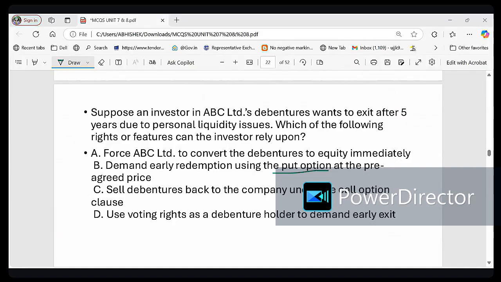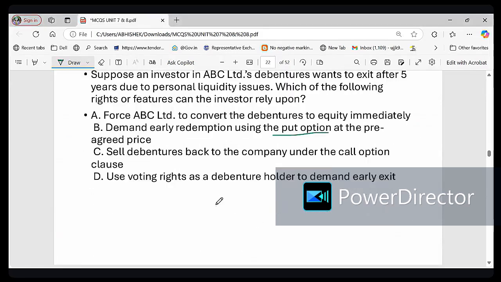That is what the company is saying to the investor: if you want money after 5 years, no problem, just ask us to buy it back at rupees 110 per debenture. So it is your right as the investor. The company can't say no. That is what we call a put option, a pre-agreed exit option for the investor. I hope it is clear now. Please tell me option B is correct.